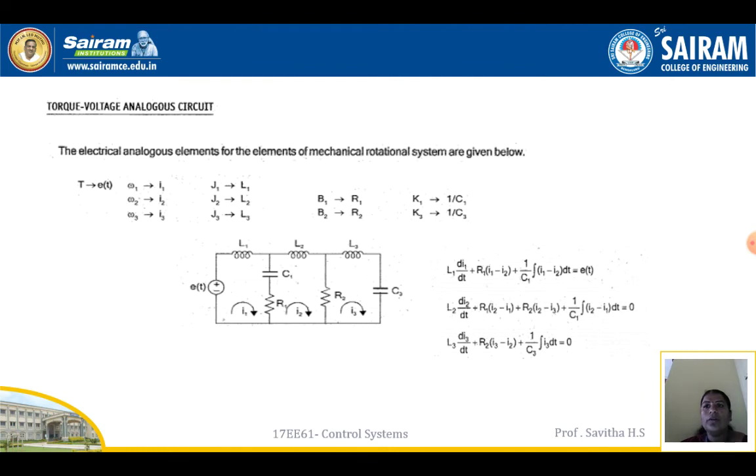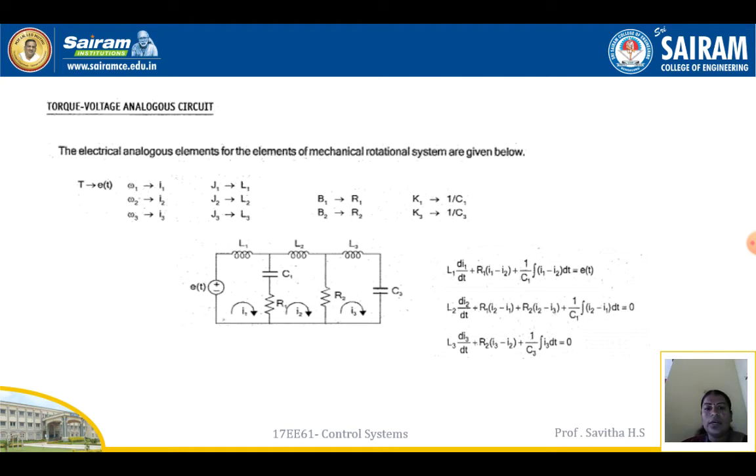So the torque voltage analogous circuits. Here J1, J2, J3 are replaced by L1, L2, L3, B1 and B2 are replaced by R1 and R2, and K1 and K3 are replaced by 1 by C1 and 1 by C3. So we'll write the equations. The first equation is L1 di1 by dt plus R1 into I1 minus I2 plus 1 by C1 integration of I1 minus I2 into dt is equal to E of t.